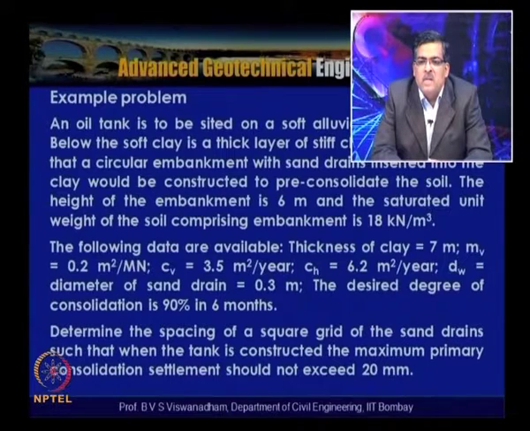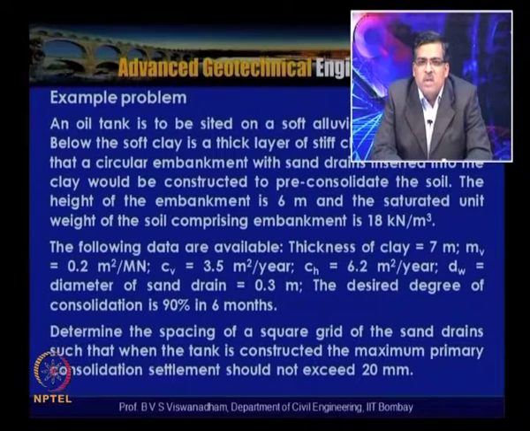The thickness of the clay is 7 meters, and the coefficient of volume compressibility is 0.2 meter square per meganewton, and the CV is 3.5 meter square per year, and the CH is equal to 6.2 meter square per year, and dW, the diameter of the sand drain, is equal to 0.3 meter. The desired degree of consolidation is 90% in 6 months. So, it has been given here.